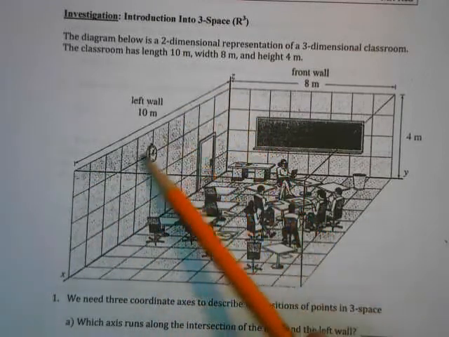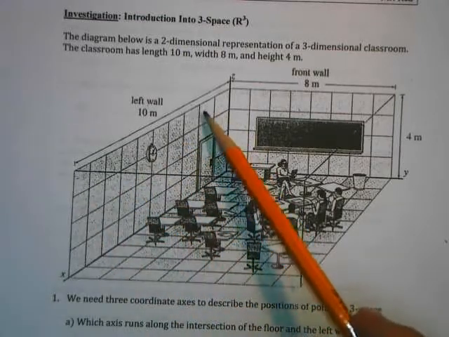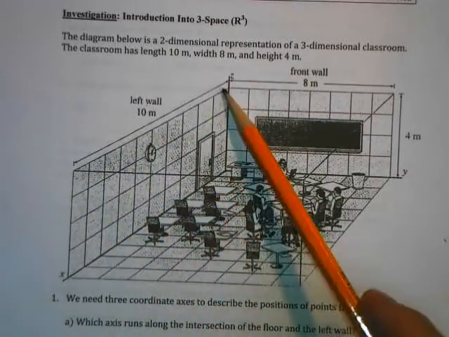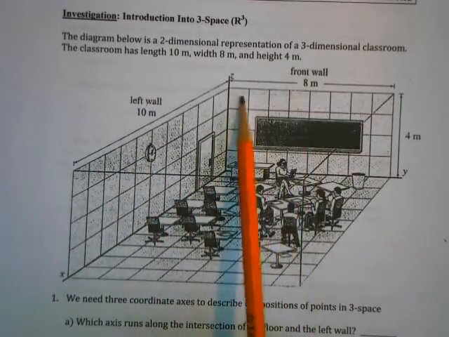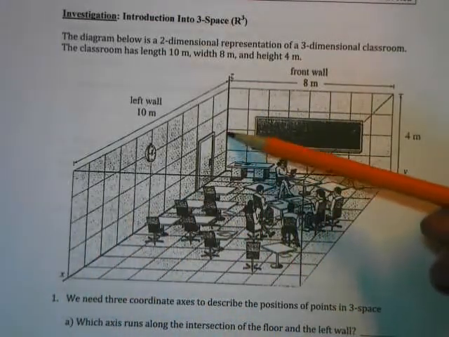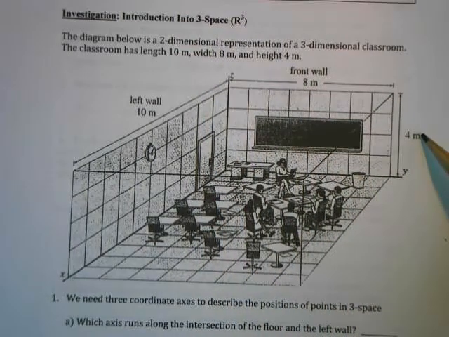Now the way we've done these little boxes here, that's a grid system. So if I counted along here, I'd see there'd be 10 units long. Similarly, the front wall is 8. And the height of the classroom, you can see just by counting, 1, 2, 3, 4, the height is 4 meters, which you can also see over here.